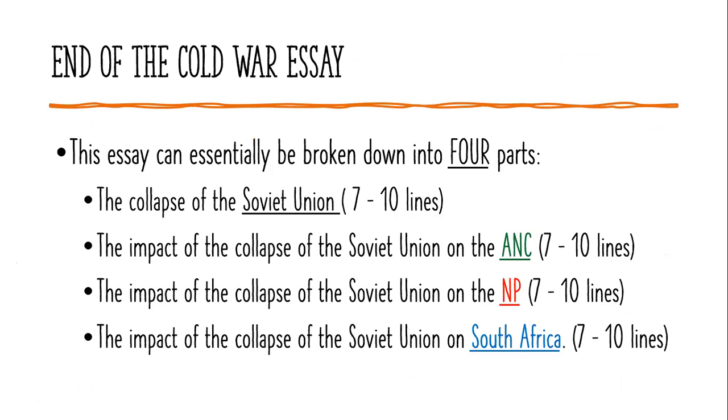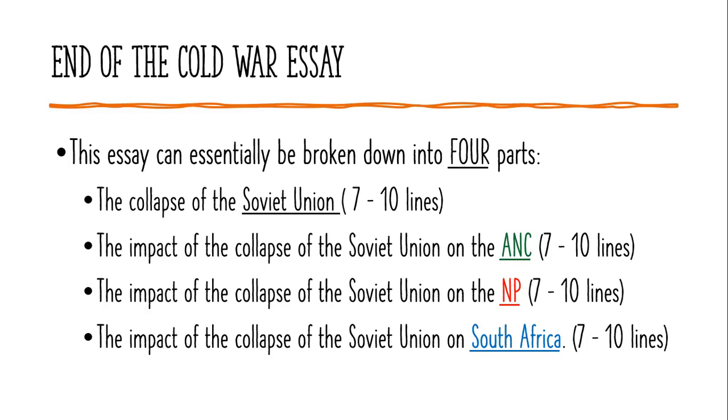Okay, so this essay can basically be broken down into 4 parts. The first part of the essay is obviously the collapse of the Soviet Union, because they'll ask how did the collapse of the Soviet Union lead to changes in South Africa. So you can use about 7 to 10 lines just explaining how Mikhail Gorbachev, with his policies of perestroika and glasnost, actually ended up destroying the Soviet Union instead of building it up.